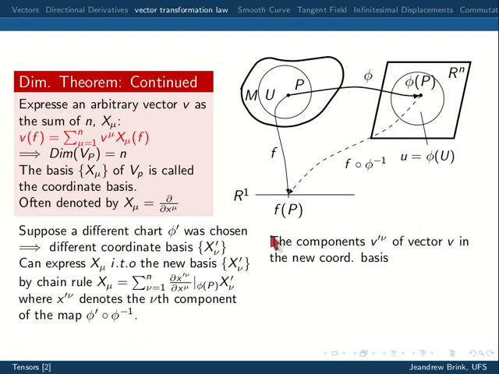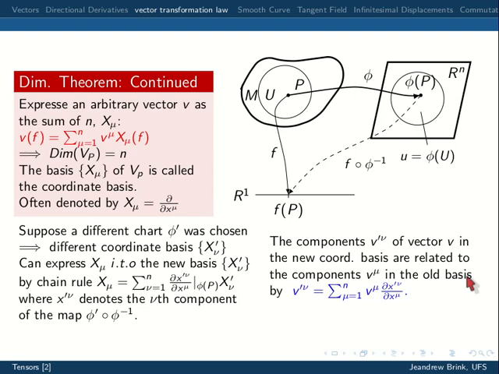Okay, and now the components of the vector on the new coordinate basis are related to the components of the vector on the old coordinate basis. So here, you can always write the vectors on the new coordinate basis simply in terms of the vectors on the old coordinate basis multiplied by this transformation law.